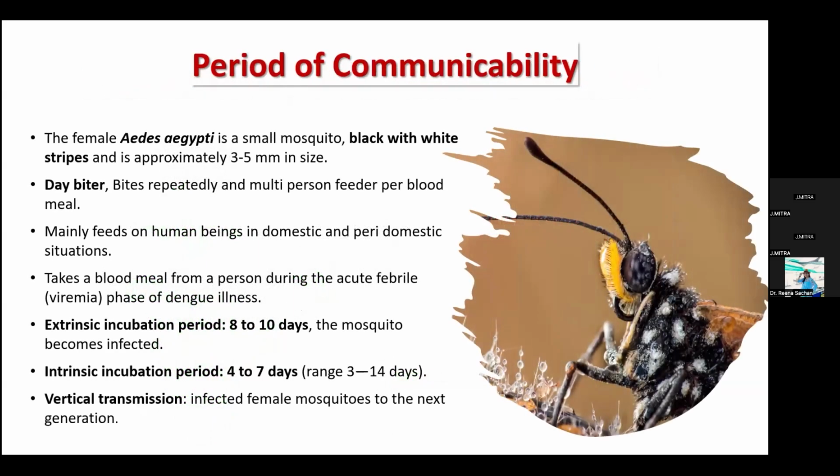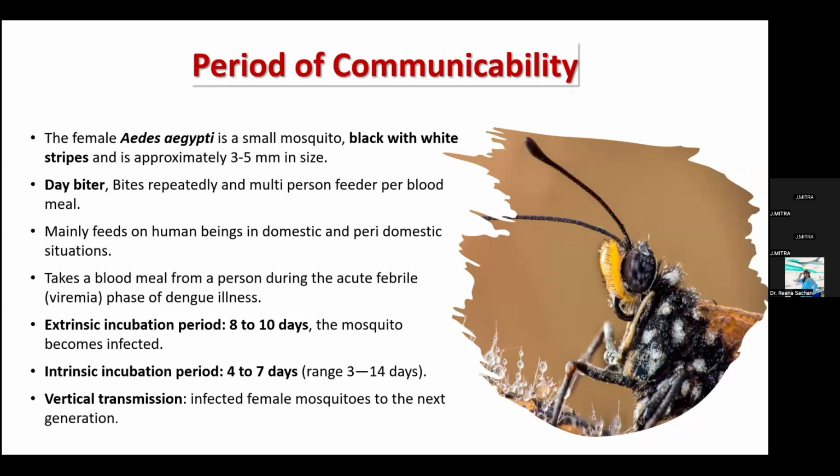One important thing is that we should have knowledge about the communicability of this disease. Basically, it is the female Aedes aegypti mosquito, as already told, the tiger mosquito. It has black and white stripes, and it is basically a day biter. It bites and mainly feeds on human beings in domestic and peri-domestic situations. It takes a blood meal from a person during the acute febrile illness, and then it again bites another healthy person, and thus it transmits the disease.